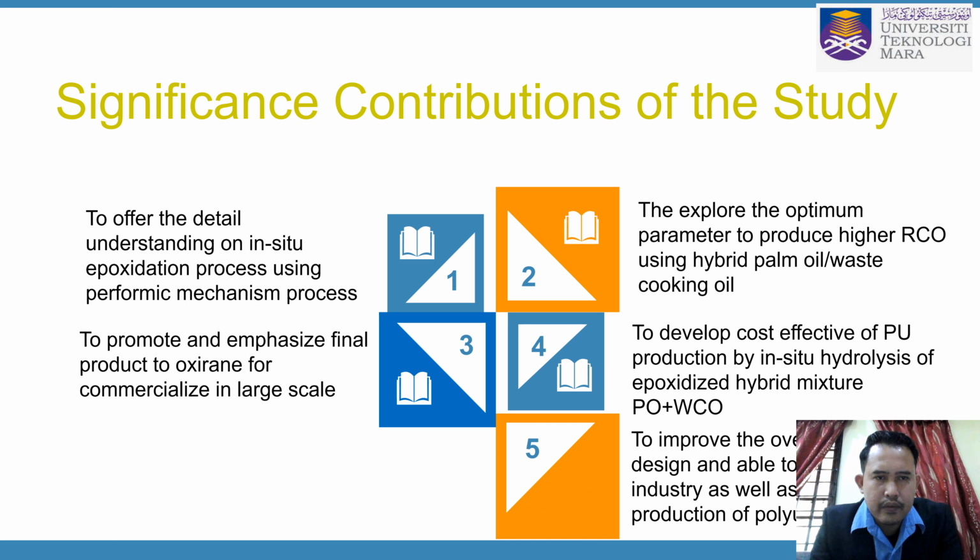Significance, they have 5. First, to offer a detailed understanding of the in situ epoxidation process using the performic mechanism. Second, to explore the optimum parameter to produce higher RCO using the hybrid palm oil and waste cooking oil. Third, to promote the final product for commercialized and large scale. Number 4, to develop cost-effective PU production via in situ hydrolysis of epoxide by hybrid palm oil and waste cooking oil. And then the last one, to improve the overall design and be able to meet the industry needs for the production of the polyol.